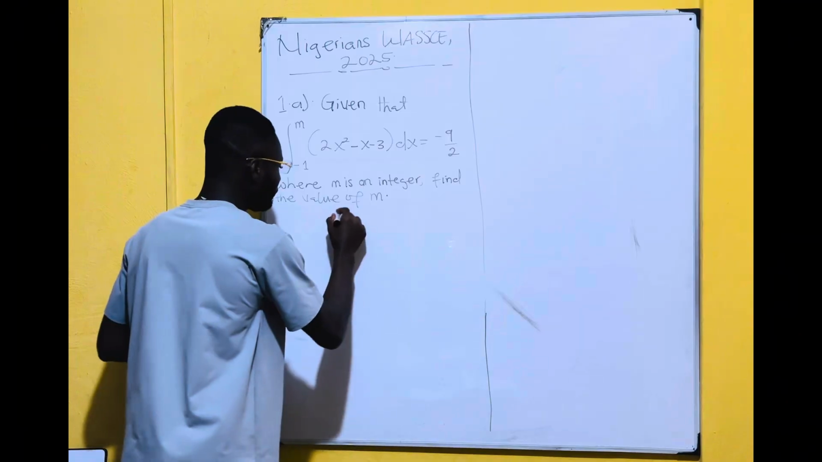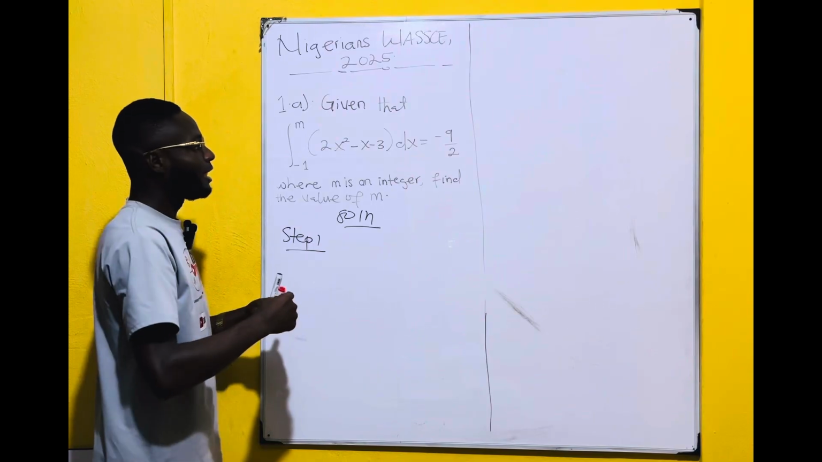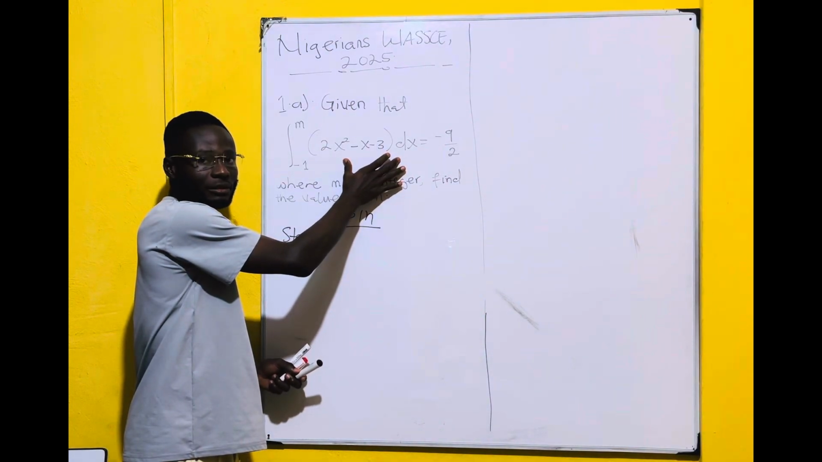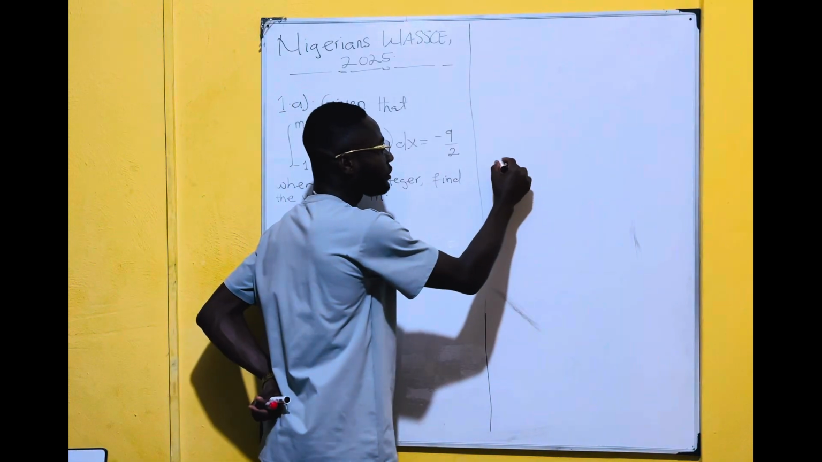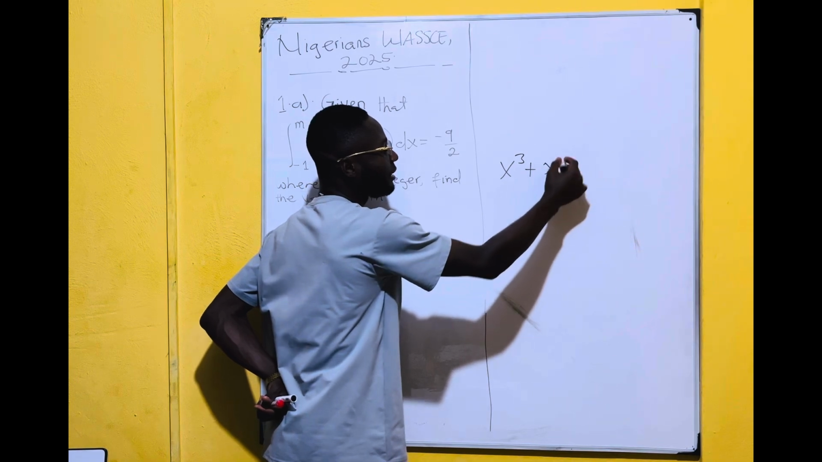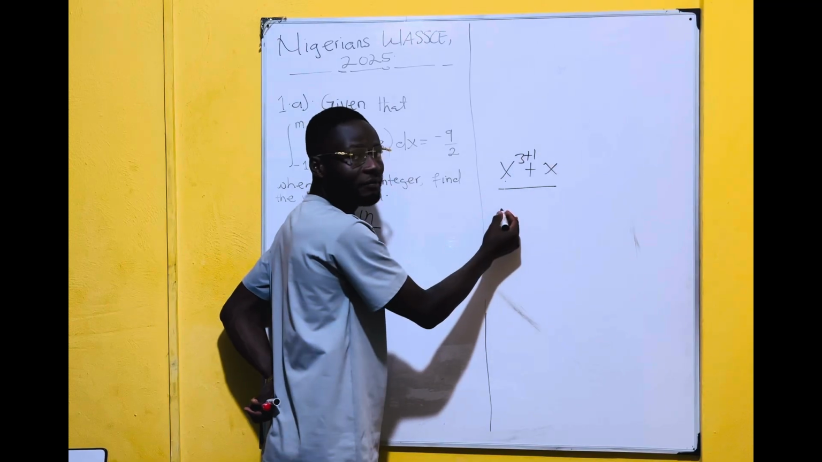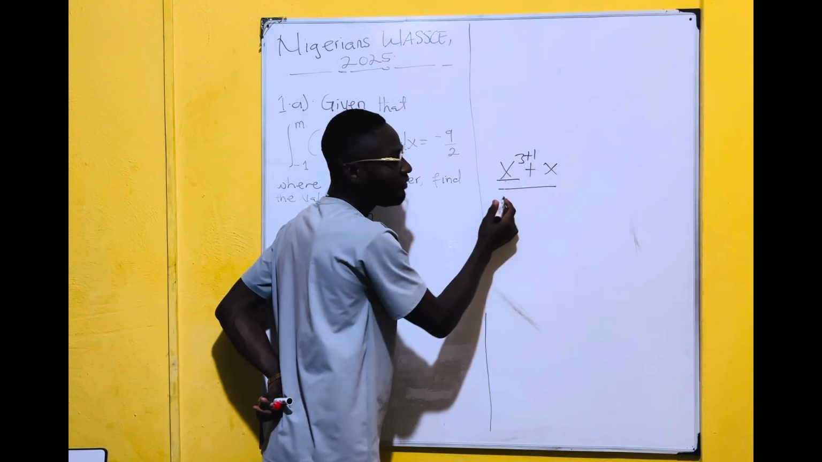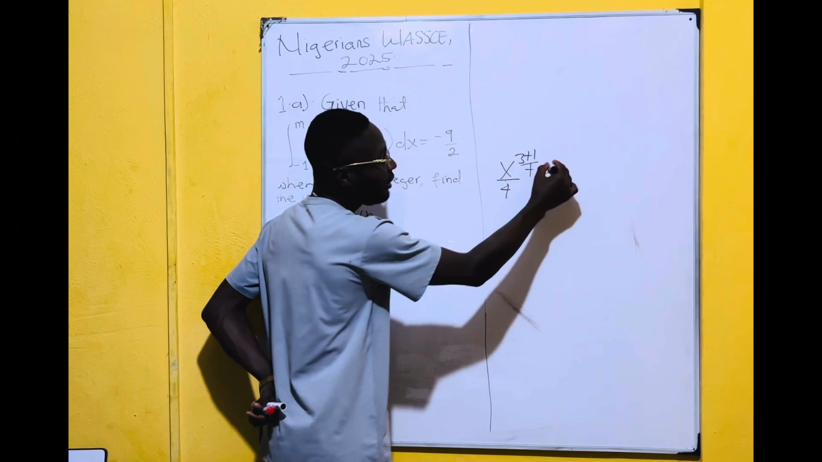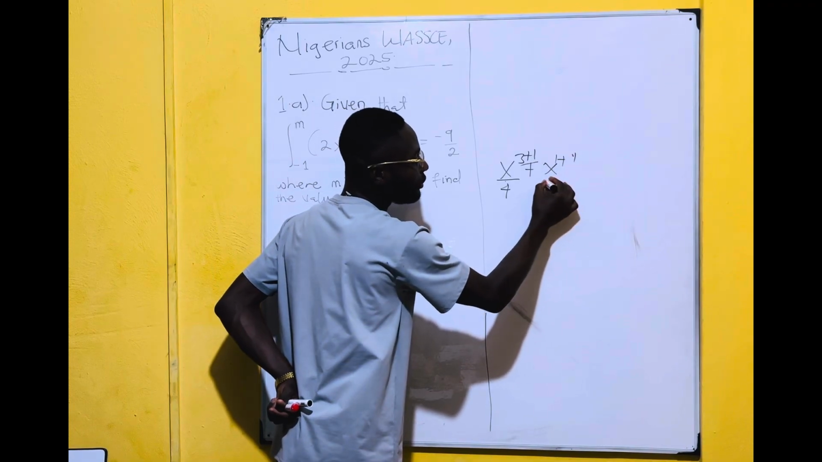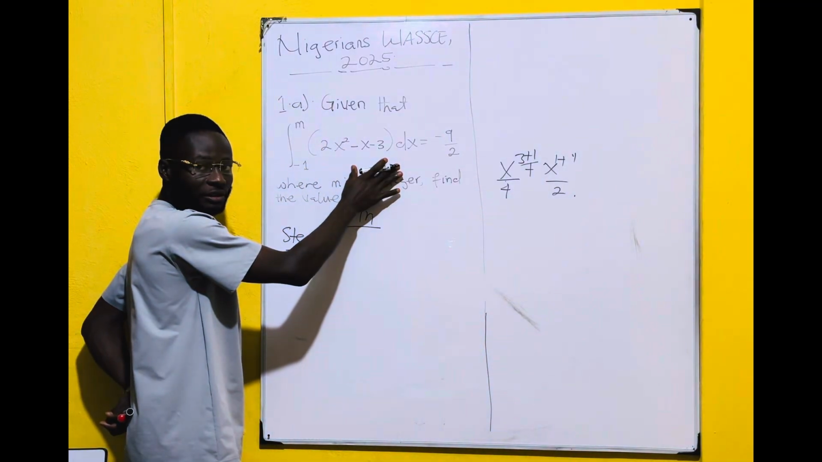Step one, you have to integrate this expression. And remember, if you have a function, let's say you have something like this, and you want to integrate, first you add 1 to the exponent, then use the result to divide. So we add 1, making 4, so we have 4 here. We add 1 here, making 2, so we divide by 2. We are going to apply the same knowledge to this particular function.